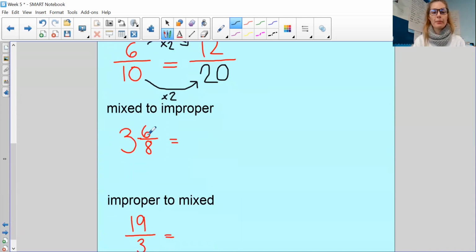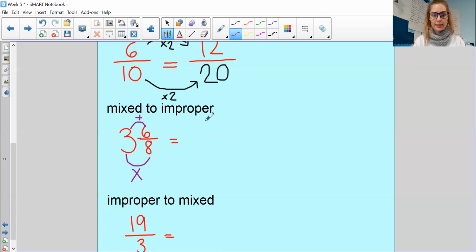Right, the next one, I'm going from a mixed number to an improper fraction. Right, so I'm going to first say 8 times 3. So I times the bottom number with the whole number, and I say 8 times 3 is 24, and then I add the top number plus 6.